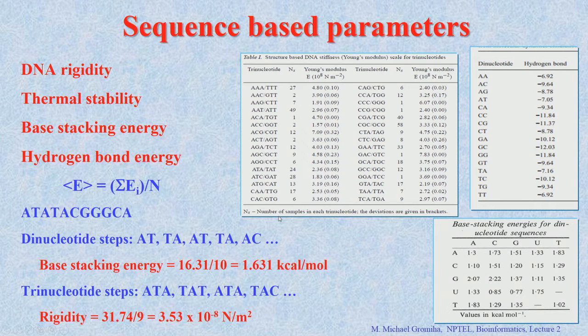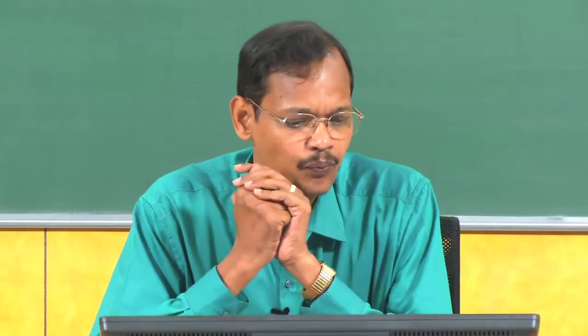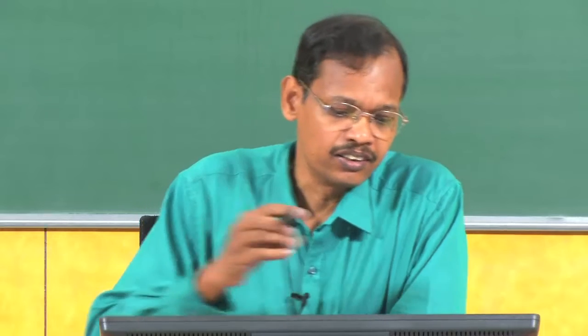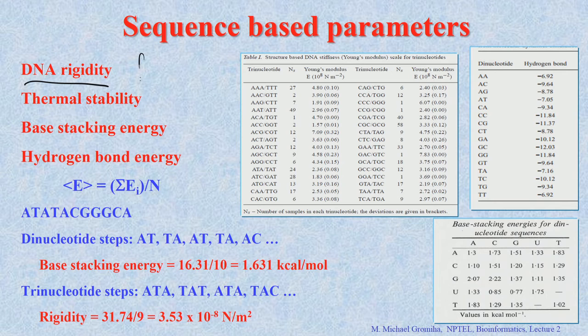Now, we can derive various sequence-based parameters. If you see the nucleotides, they have various features, and you can calculate various features based on the sequence. I will explain a few aspects. One is DNA rigidity, or DNA flexibility. So, totally how many bases?